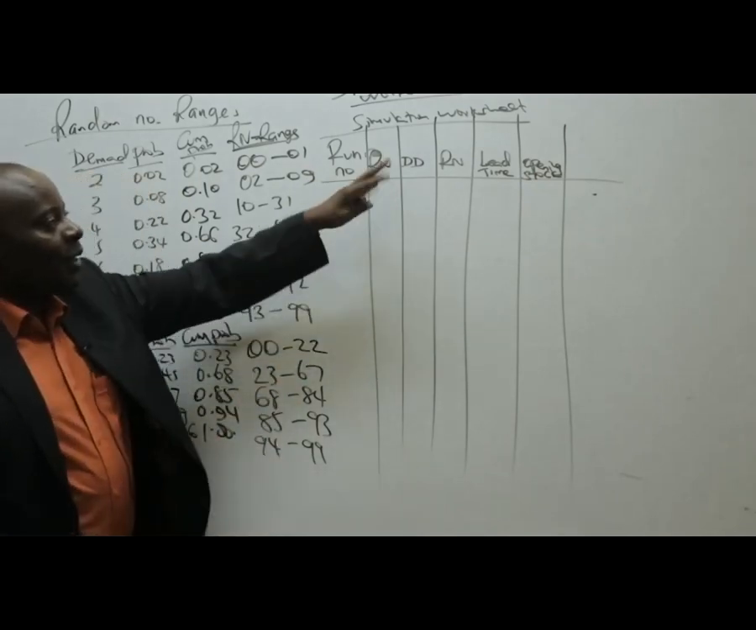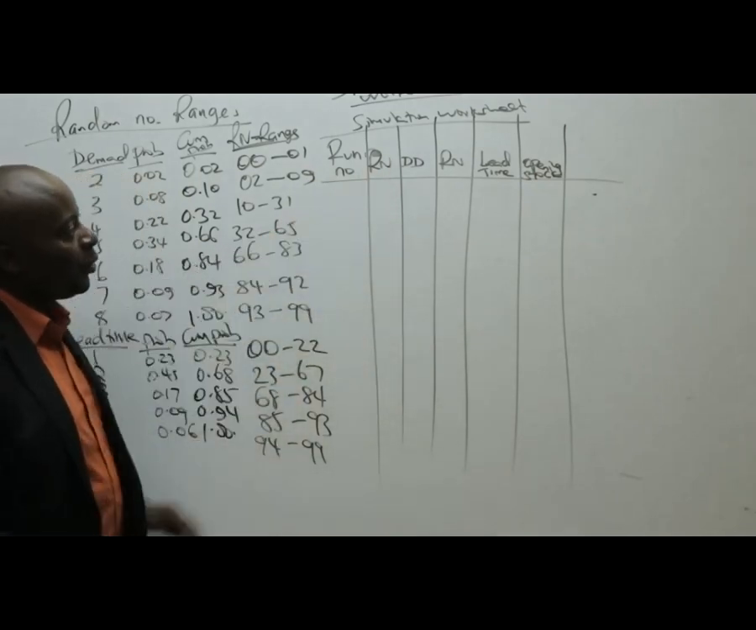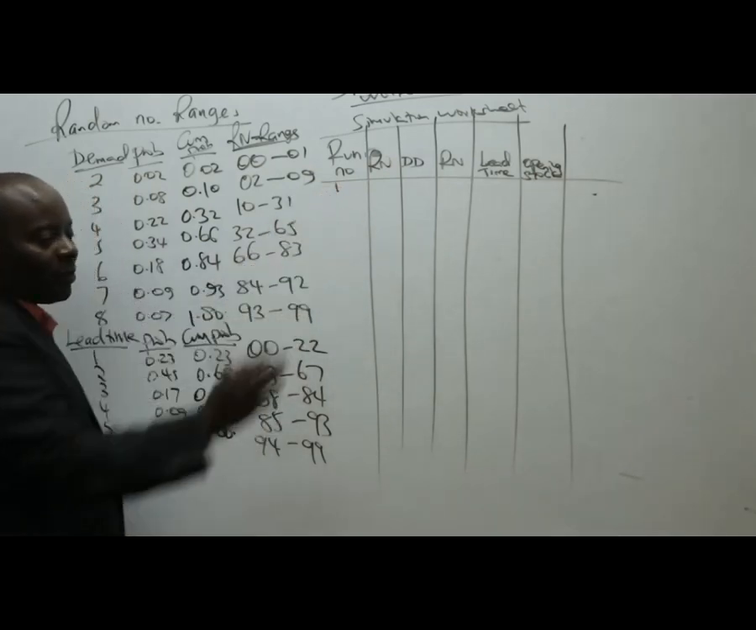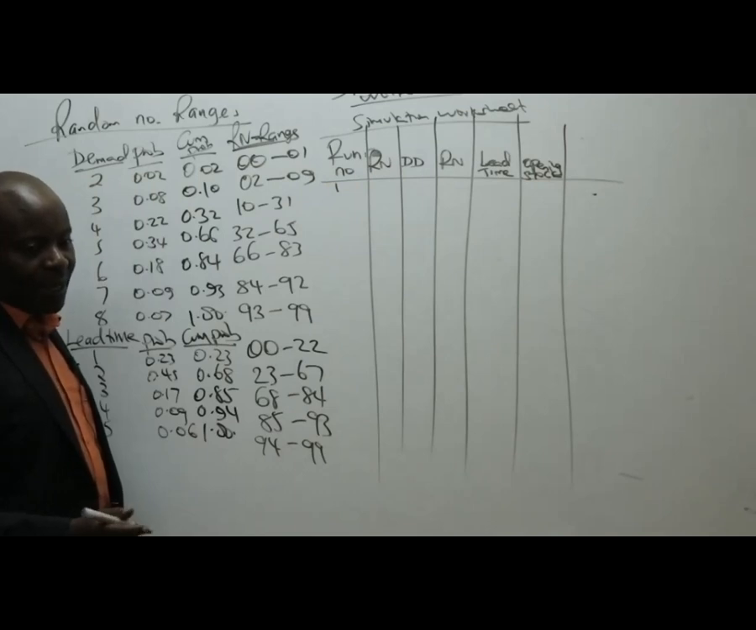Remember, this arrangement really is never static. You can do it the way you wish. So we start with run number 1. I'll add the other columns later.